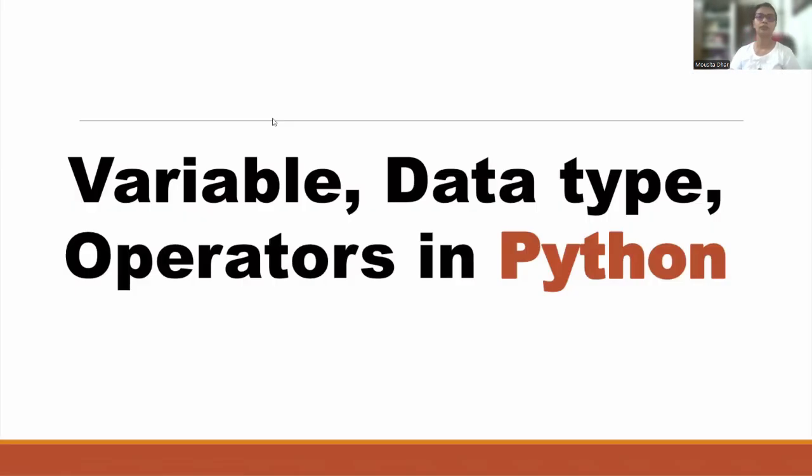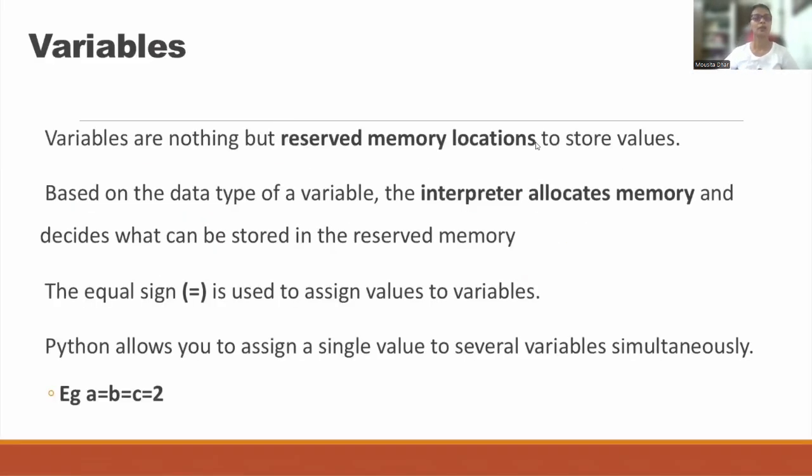Fine. So variables are nothing but, I hope everyone has the basic idea about the variable, the memory location which is reserved to store the values. Based on the data type of the variable, the Python interpreter will allocate the memory for that particular variable. In Python, with the help of the equal to sign, we assign the values to that particular memory.